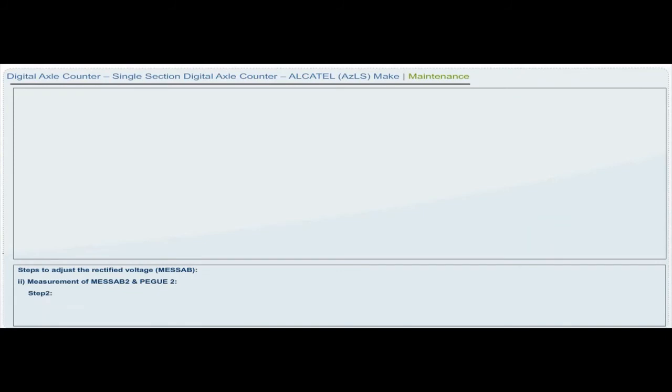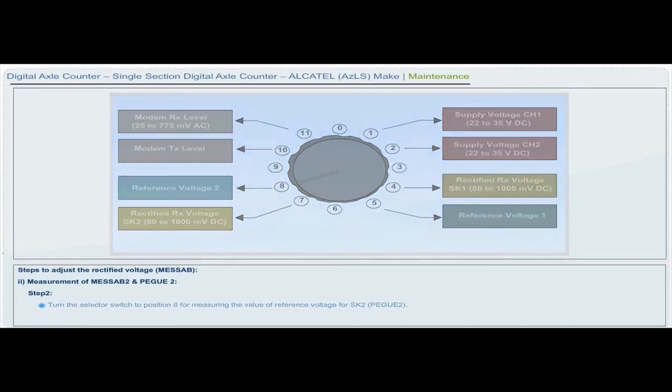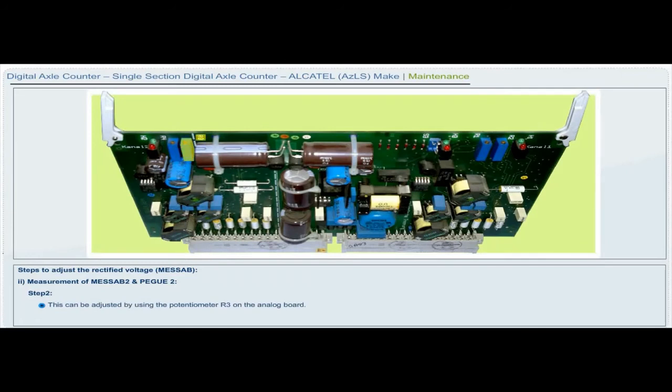Step 2. Turn the selector switch to position 8 for measuring the value of reference voltage for SK2, that is peg 2. This can be adjusted by using the potentiometer R3 on the analog board. Peg 2 is made equal to the value of MESUB2 as measured without the dummy wheel. Tolerance is plus or minus 2%.